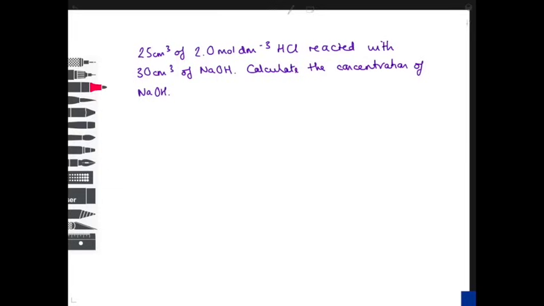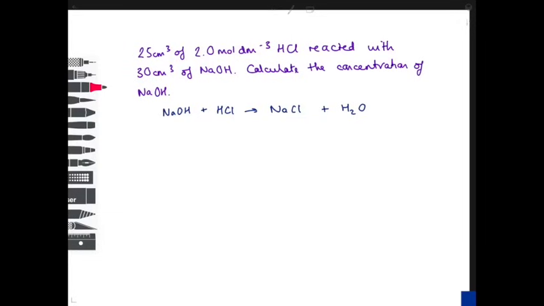Let's look at titration calculations now. 25 centimetres cubed of 2 mol dm-3 hydrochloric acid reacted with 30 centimetres cubed of sodium hydroxide. Calculate the concentration of sodium hydroxide. You need your balanced symbol equation for this, which again I think they'll give you, but you do need to be able to do this as a separate skill, which is why I'm going to do it now. The salt made is sodium chloride and water is the byproduct. Double check to see if it needs balancing, and it doesn't.